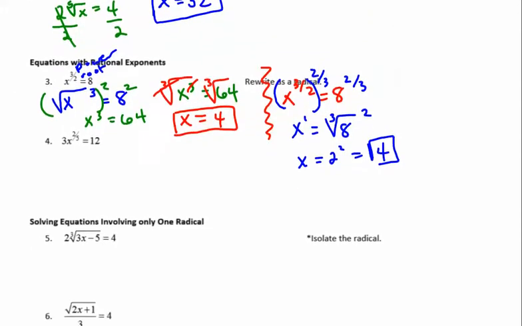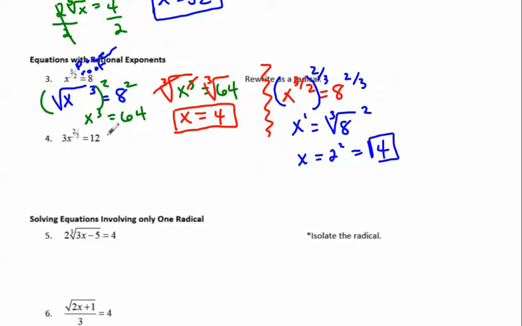In the next problem, before we can do either method, we have to get rid of the 3. So divide by 3, and you have x to the 2/5 is equal to 4. So that means square root of x. Nope, that means fifth root of x squared equals 4.